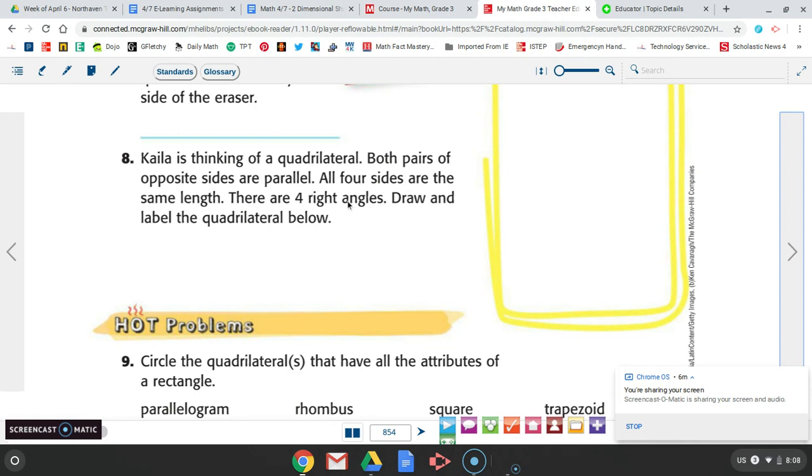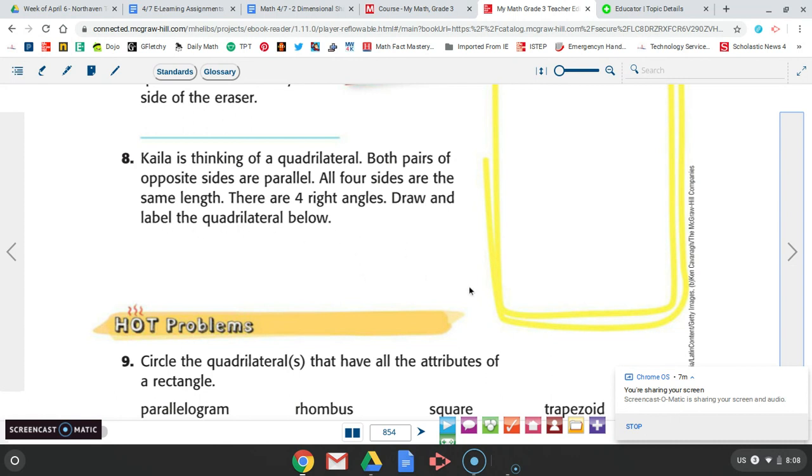There are 4 right angles. Oh, there's another big clue. A rhombus doesn't have to have right angles. So if all of the angles are right angles, that would mean it would have to be a square. So you would draw a square down in this space and you would label it square.